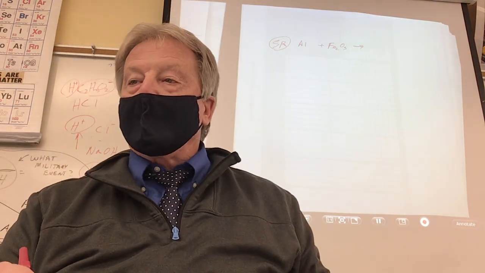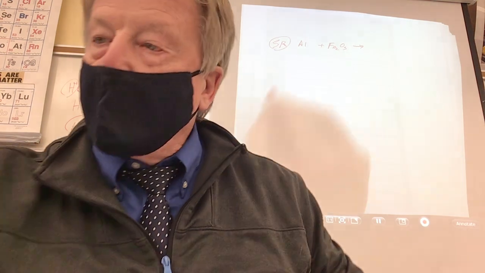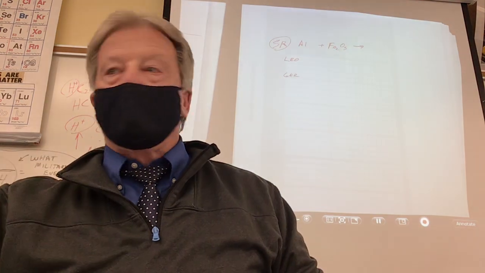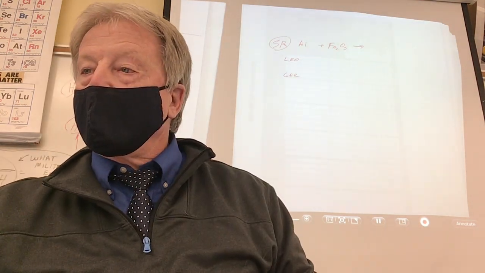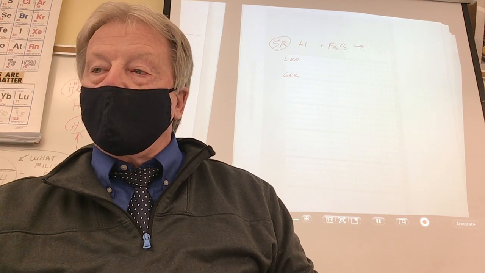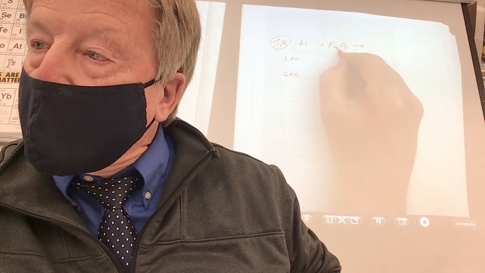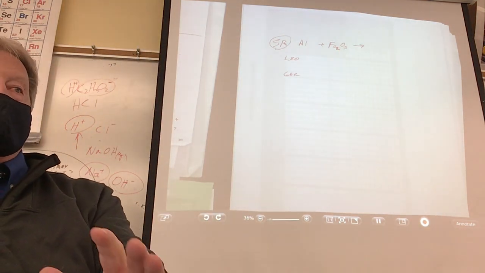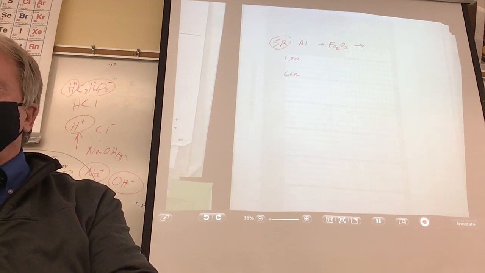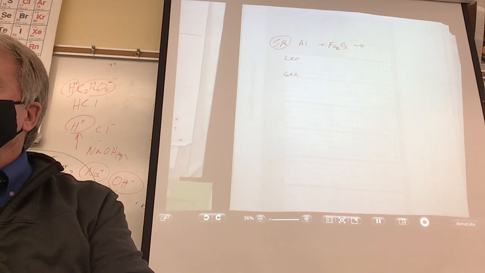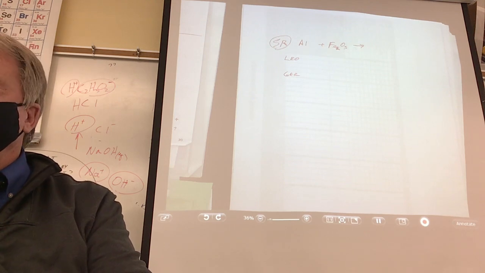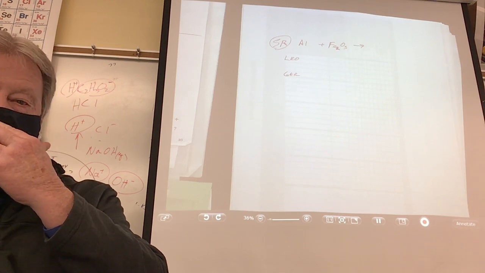All right, see if you can do that. See if you can finish it, balance it, and then tell the Leo half story and the GER half story. What now? Fe2, yes, I'm sorry. Fe2O3. All right, see if you can finish it. It's single replacement. The first step is kind of like last chapter. Can you finish the equation? You have to balance it.